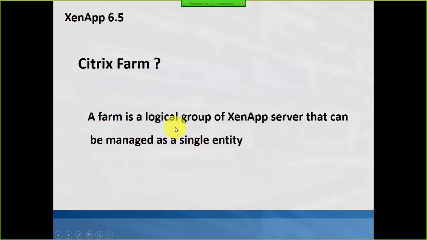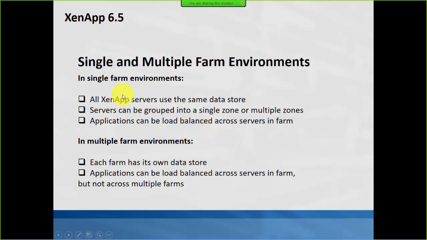Citrix farm. A farm is a logical group of XenApp servers that can be managed as a single entity. So just like we just created a domain, then we join 2 servers to the domain, right? Now they're part of the domain in a Microsoft environment. So in the farm, there will be 2 servers that will be part of that farm, and collectively from one dashboard, we're going to be doing some configurations on those 2 servers together, or 10 servers, or 100 servers. So it depends on the environment.